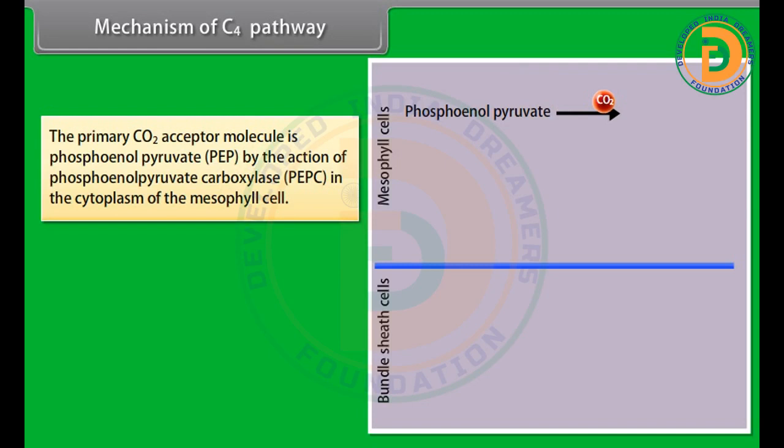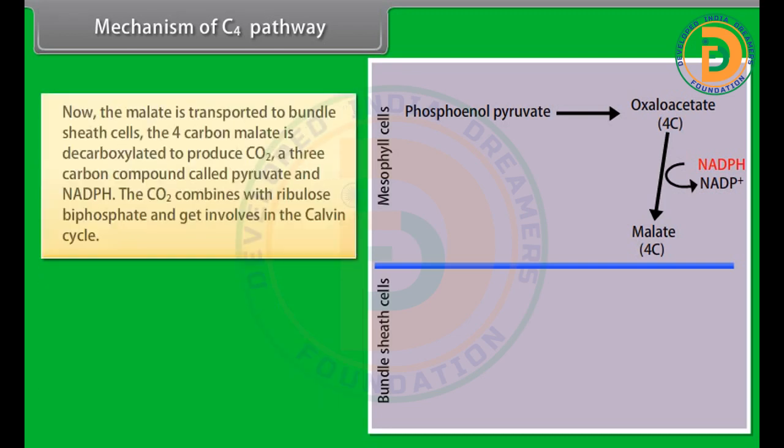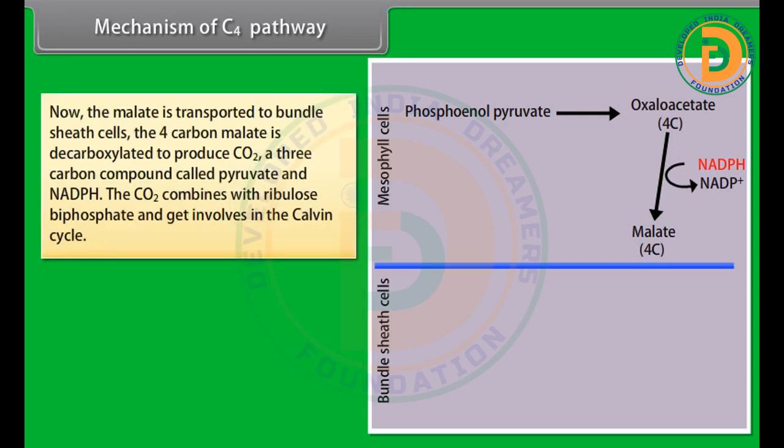Mechanism of the C4 pathway. The primary carbon dioxide acceptor molecule is phosphoenol pyruvate, by the action of phosphoenol pyruvate carboxylase in the cytoplasm of the mesophyll cell. It produces a 4-carbon compound, oxaloacetate, which is converted into another 4-carbon compound called malate, and produces NADPH. Now, the malate is transported to bundle-sheath cells. The 4-carbon malate is decarboxylated to produce carbon dioxide, a 3-carbon compound called pyruvate, and NADPH.